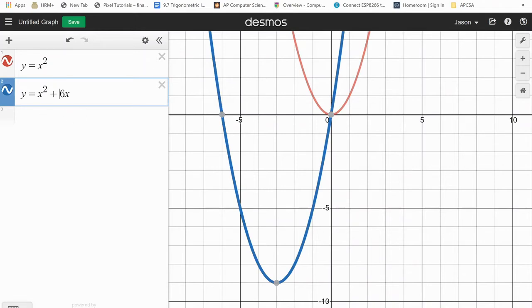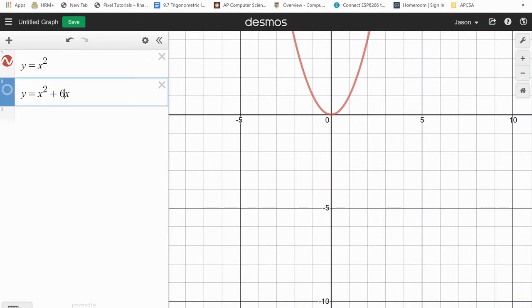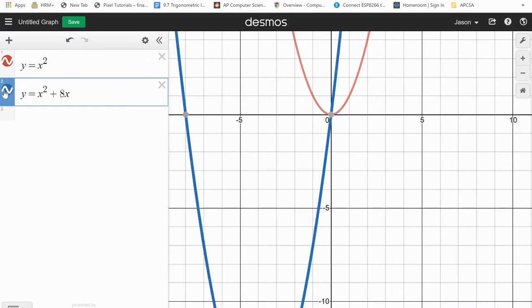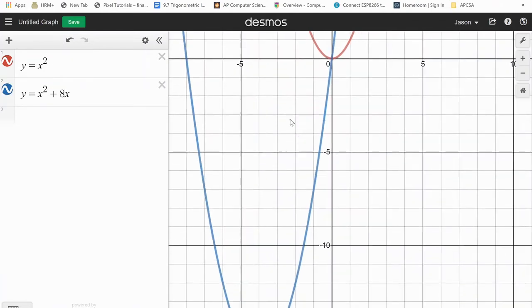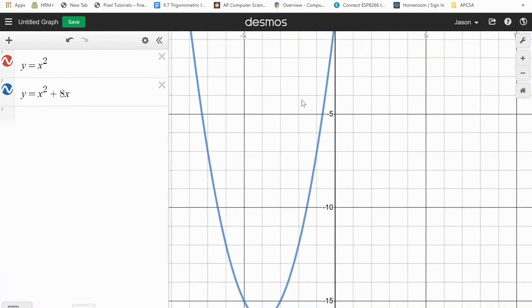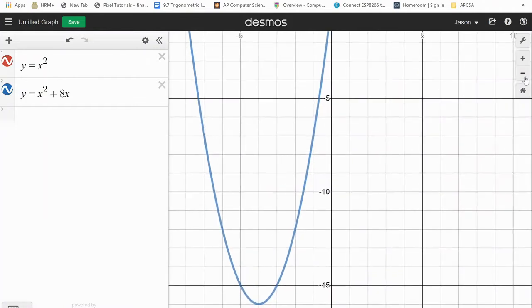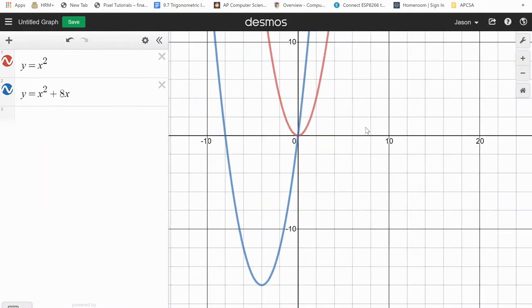So a quick pattern that we could see here is that what if I did plus 8x? You should be able to predict that pretty easily. It's plus, so it's going to move it to the left. And then you should have hopefully seen that the pattern is I'm going to take this number and divide it by 2. So this should move it to the left 4. And you were correct, it does move it to the left 4. So I'm going to go in the opposite direction as the sign, just like the other horizontal movement, and then I'm going to divide it by 2.